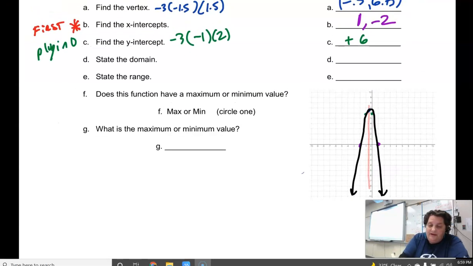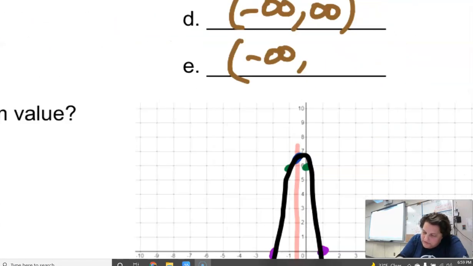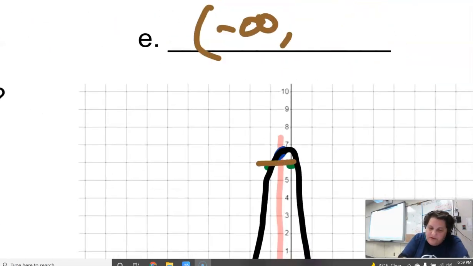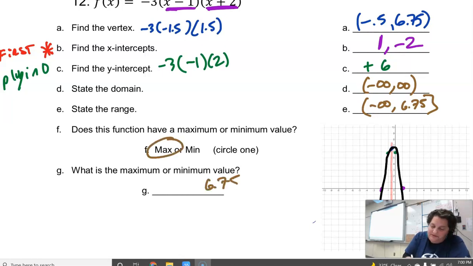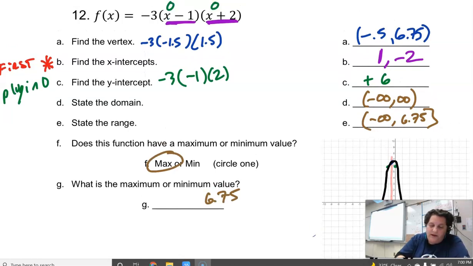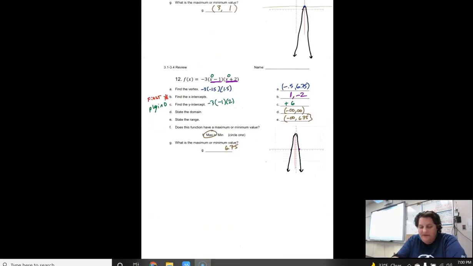Look, guys, the domain of this, negative infinity to infinity. The range, negative infinity to, what's the highest that it went right there? Do we remember? 6.75. And it has a maximum at 6.75. Okay? So hopefully that helps you guys get ready for this test that we're going to have, and hopefully it all makes sense.